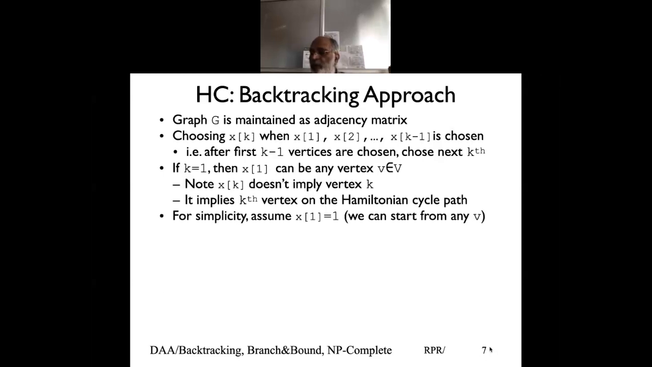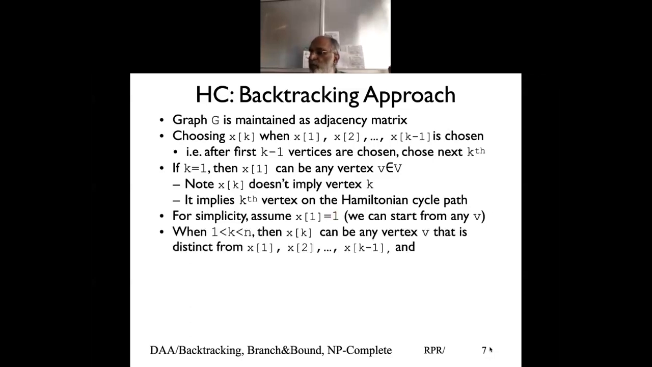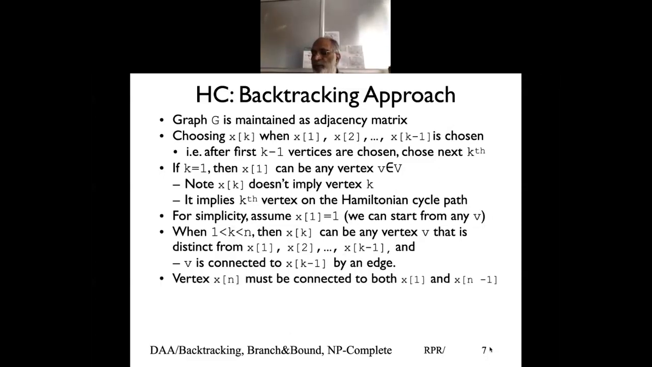As you said, you can start from any vertex, but for simplicity of the algorithm, we say we start from vertex 1, and that means x1 is equal to 1. Once we visit the last vertex, we need to come back to vertex 1. So when we visit k minus 1, the next vertex has to be such that it is connected. There should always be an edge between vertex x(k minus 1) and vertex xk. That is the only way we can choose the vertex xk.